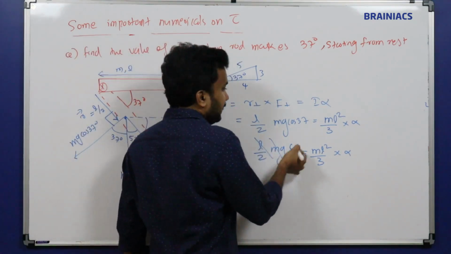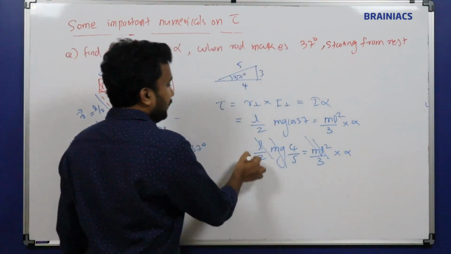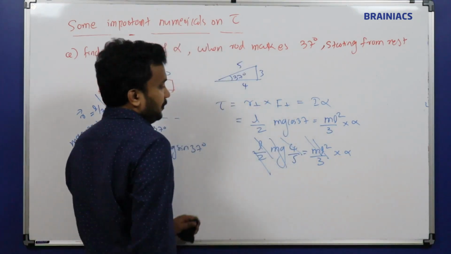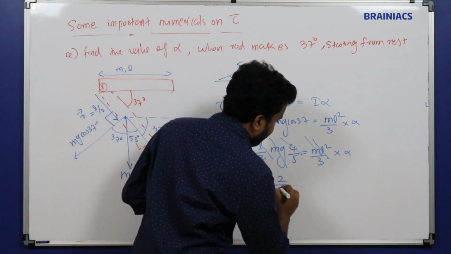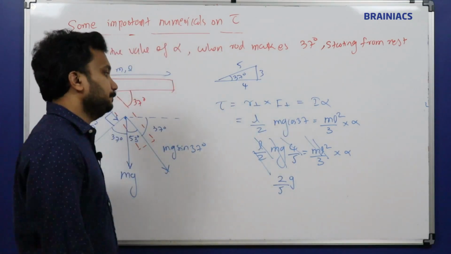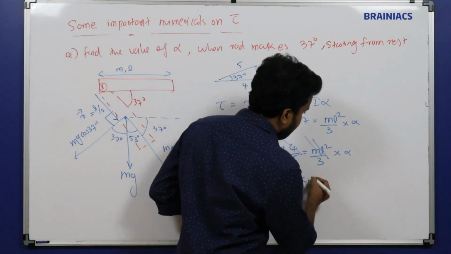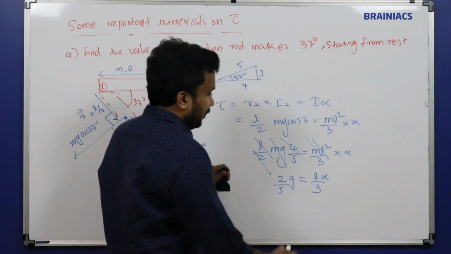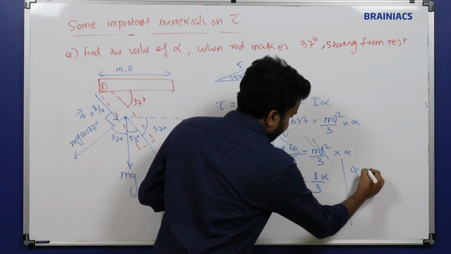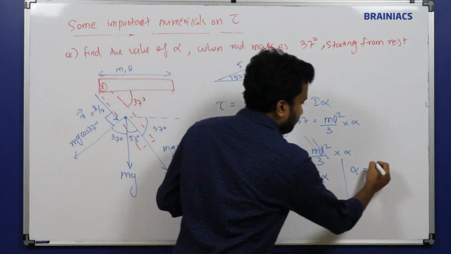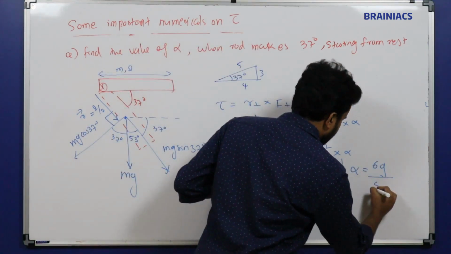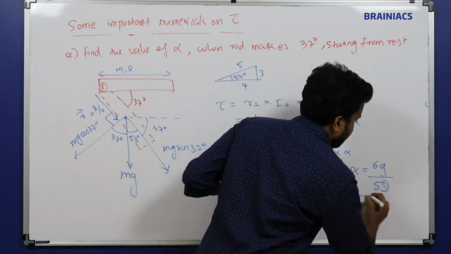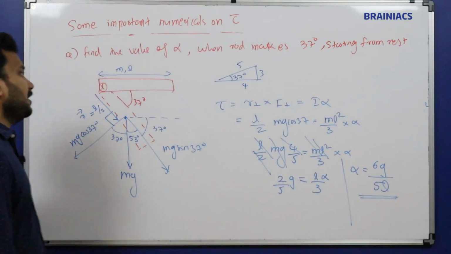M cancel, L cancel, M cancel, L cancel, 4 cancel, F2, 4 with 2 cancel. So 2 by 5 G will be here extra. 2 by 5 G. What is extra will be here? 1 L, 1 alpha, 1 3. So we want to find out the value of alpha. Alpha is equal to 3 into 2, 6G. So 6G divided by 5L. 6G divided by 5L is the answer.